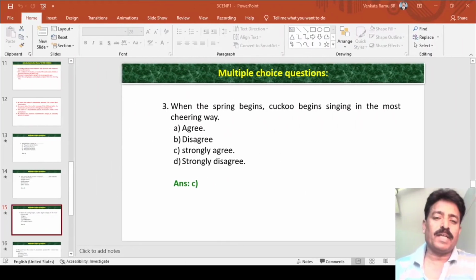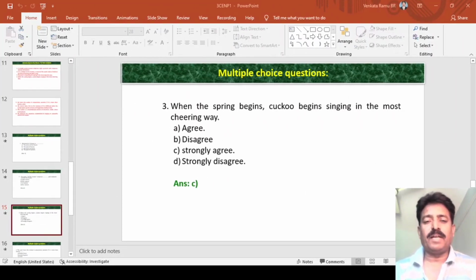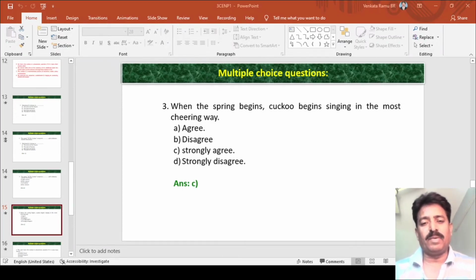Now let's move on to the third question. This multiple choice question reads: when the spring begins, the cuckoo begins singing in the most cheering way. There are four alternatives again: agree, disagree, strongly disagree. The correct answer is C, that when the spring begins, the cuckoo begins singing in the most cheering way, is the one which I say is the strongly agreeable answer.